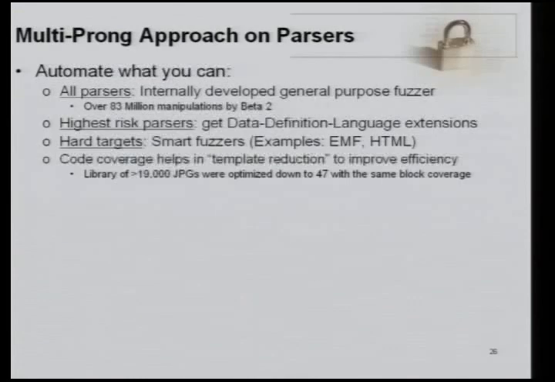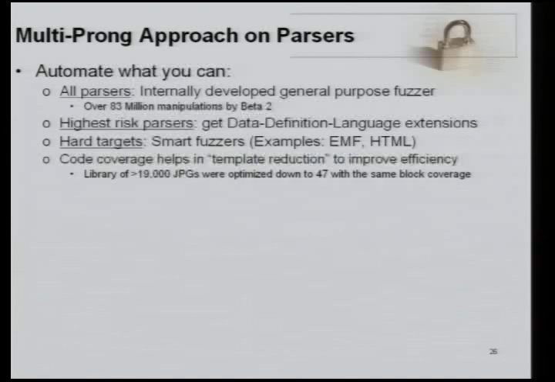The effort started by automating absolutely everything we could. So we have internal fuzzing tools that we think are as good as the external fuzzing tools. We took these tools and we identified all the different parsers that are on the attack surface for Windows and ran these tools against them. I think now we're up to 110 million different manipulations of files that are being run through these parsers and whatnot.